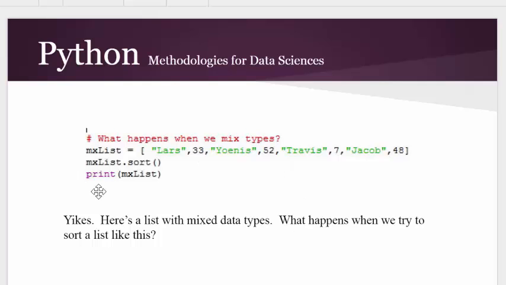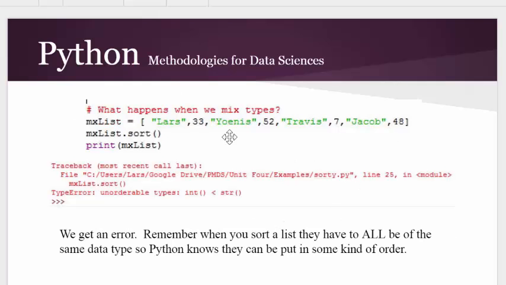Now, what if I have a list that has mixed types? I have a name, I have a number, a name, an integer, all the way down the line, and then I try to sort that. What's going to happen if we do that? What happens if we do that is we get an error. Because one thing you have to make sure of before you try to sort something is that it's of the same data type, or it's of a type that can be compared.